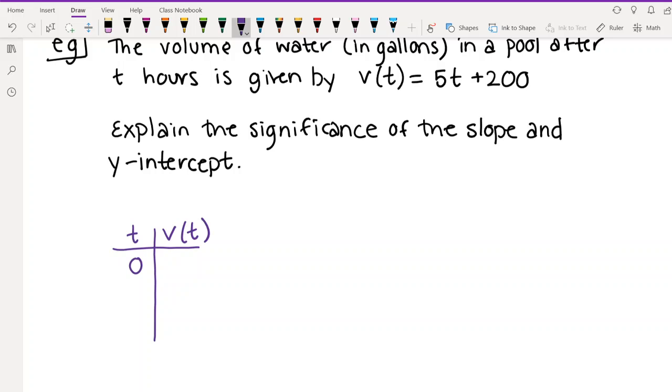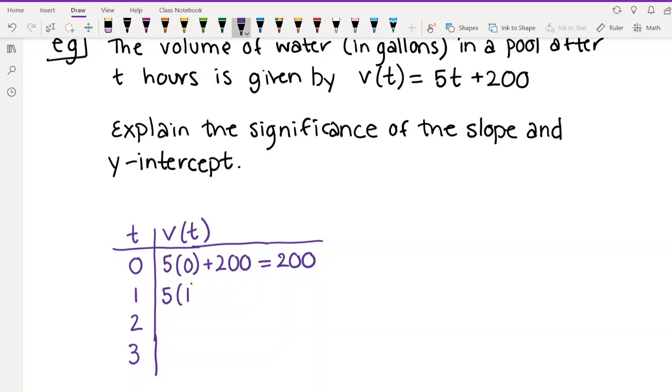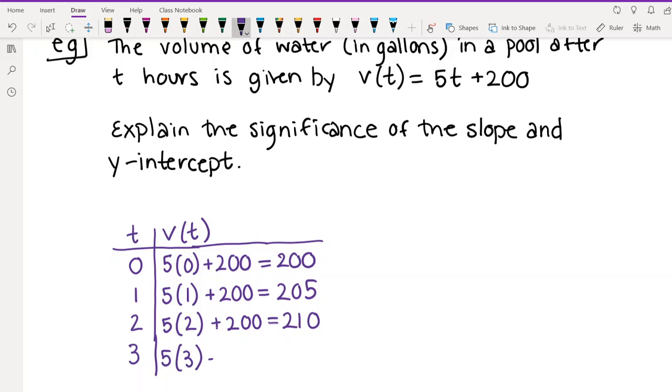So we'll plug in 0, 1, 2, 3, just a few numbers to get a handle on what's going on. If we plug in 0, we would get 5 times 0 plus 200, and so that is going to equal 200. Then if we plug in 1, we would get 5 times 1 plus 200, which is 205. If we plug in 2, we get 5 times 2 plus 200, which is 210. And if we plug in 3, we get 5 times 3 plus 200, which is 215.